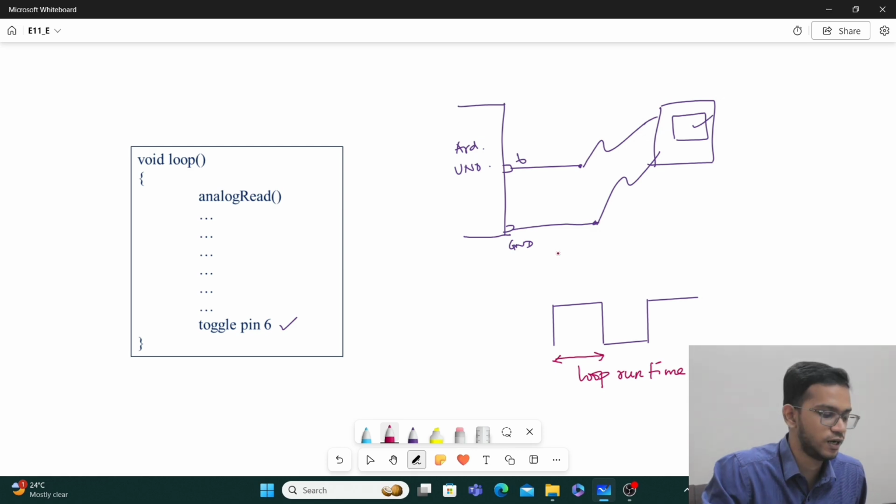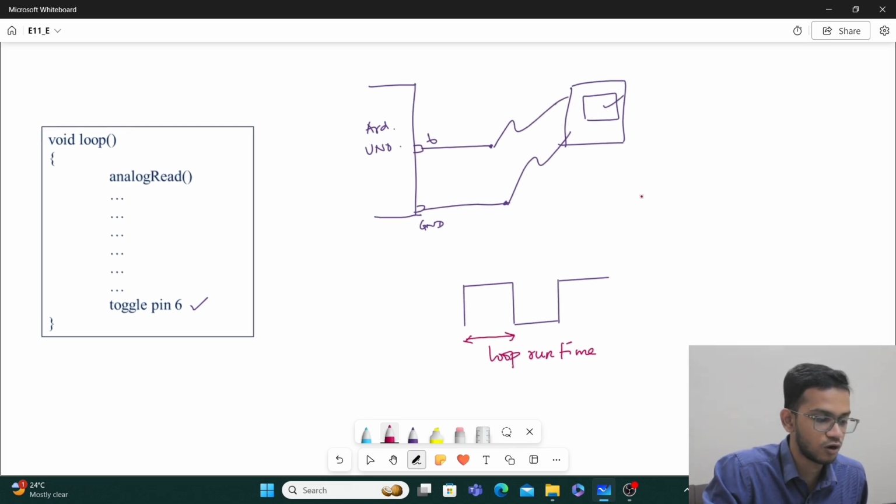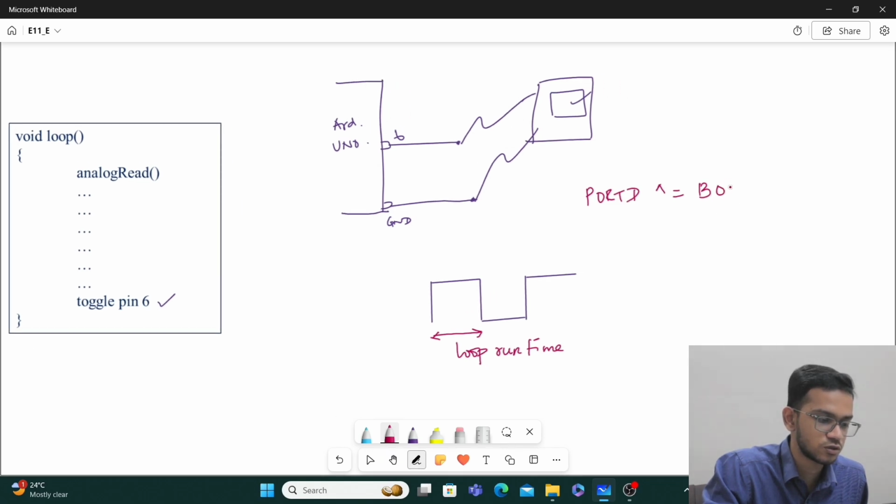So this is one idea. But how do you toggle this pin 6? You should use port manipulation. Don't use any other code, because that itself will consume some time. So use PORTD XOR equals binary 0 1 0 0 0 0 0 0.